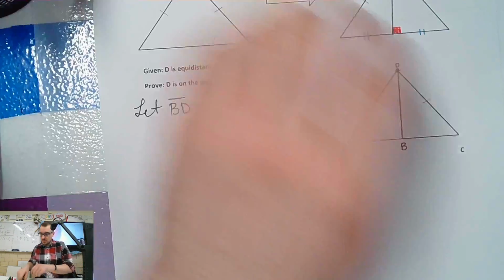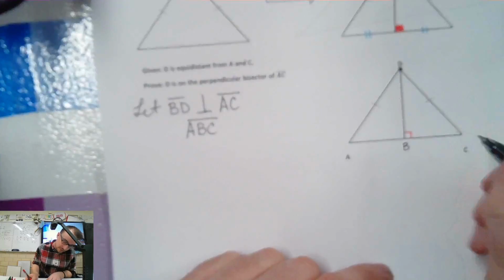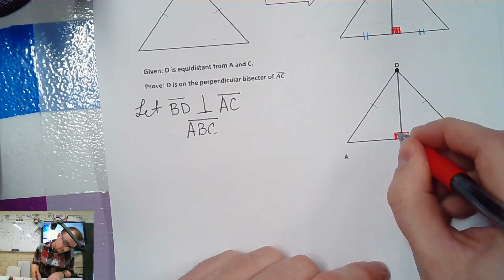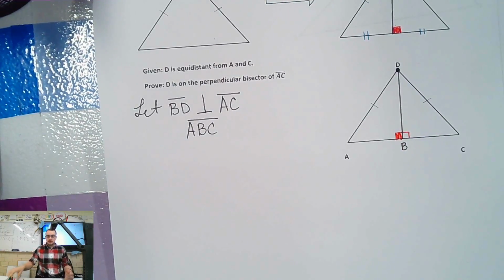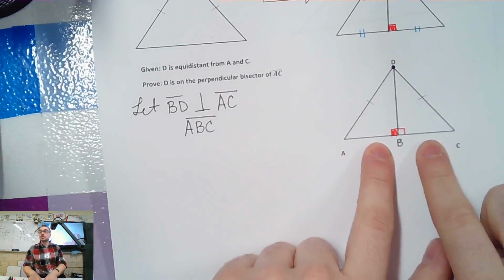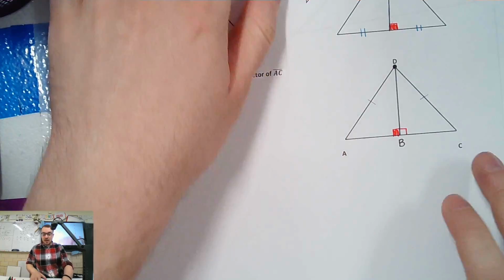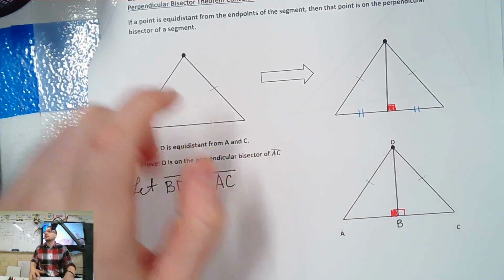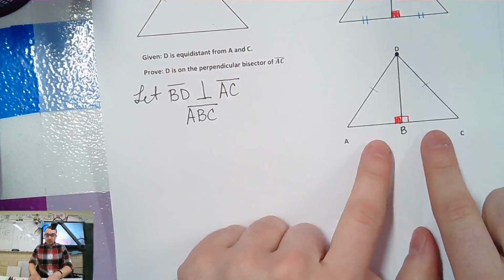Okay, cool. So if it's perpendicular, then I get this, right? Cool. So I'm assuming that. That's totally fine, right? What we're going to do is prove that these two segments are congruent. And if they are, then it's a perpendicular bisector, right? So how do I prove these two congruent?